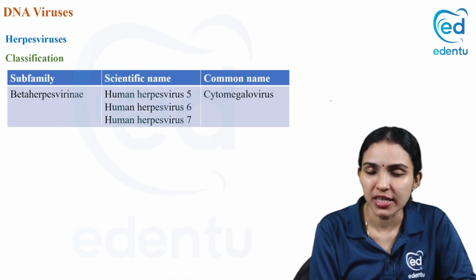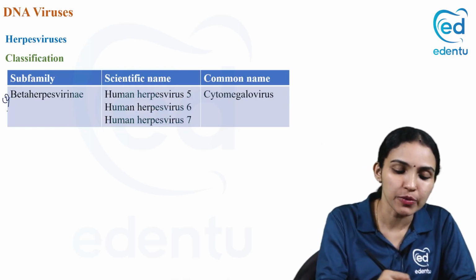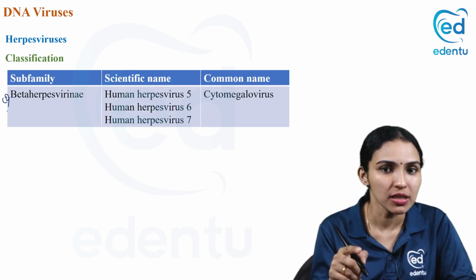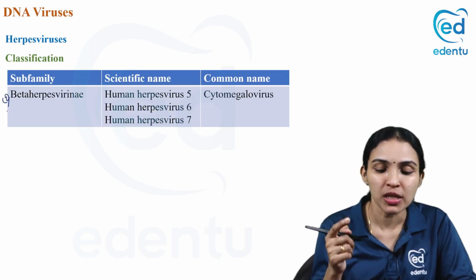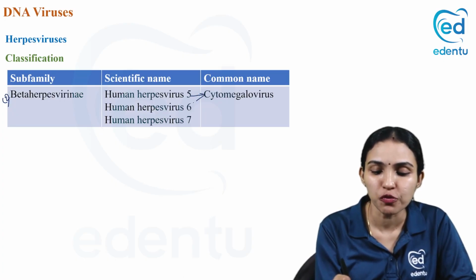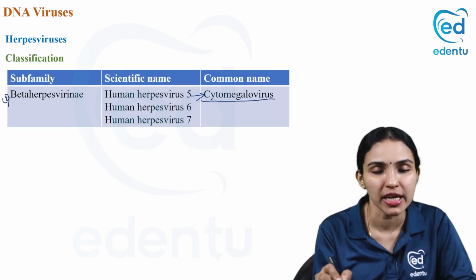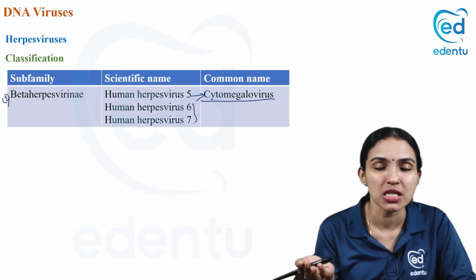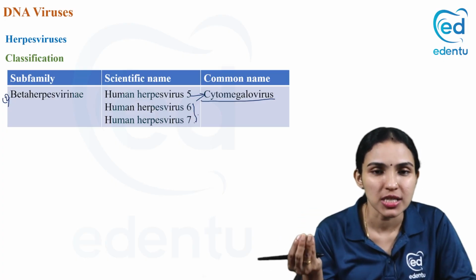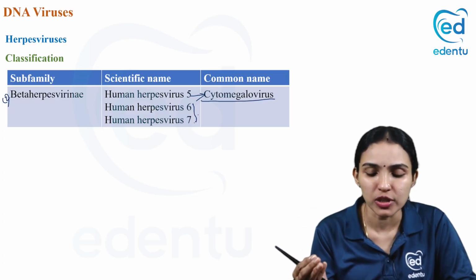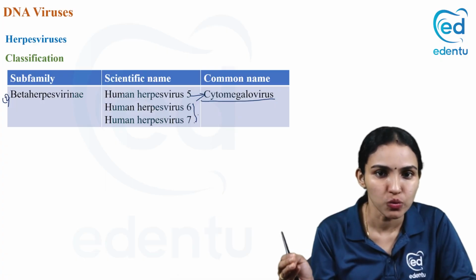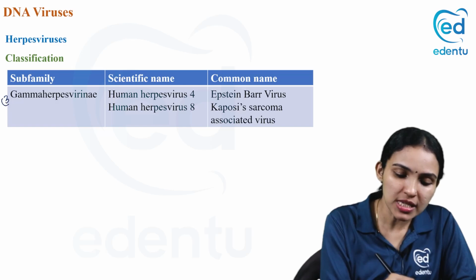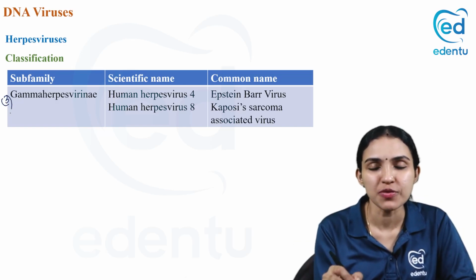Now, Betaherpesviridae, that is the second subfamily. The first one was alpha, the second one is beta. After 1, 2, 3, you are going to see 5, 6, 7 in beta. HHV5 is commonly called cytomegalovirus. There is no specific name for 6 and 7. They usually cause fever with certain kinds of rashes in children. HHV5 is the cytomegalovirus, which comes under the Betaherpesviridae family. The third group is Gammaherpesviridae, which includes 4 and 8.